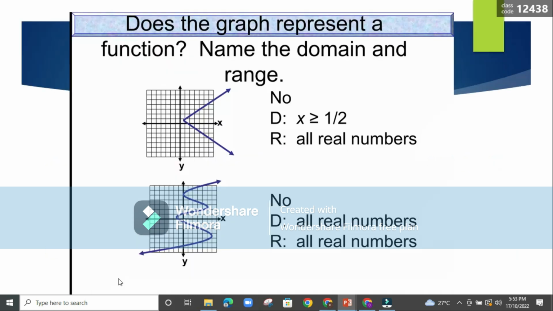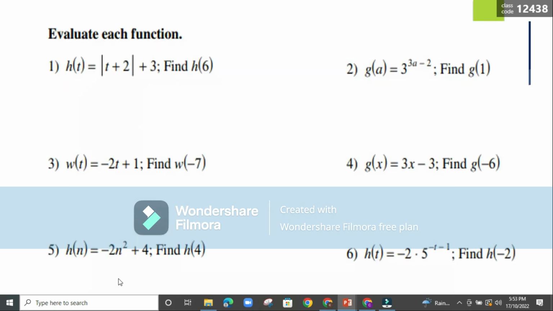Now this time you have to answer this in your activity notebook. This is the second activity. You have to evaluate each function. Number 1, h of t is equal to the absolute value of t plus 2, plus 3. Find h of 6. By the way, absolute value means you are going to disregard the sign. Number 2, g of a is equal to 3 times the quantity to the power of 3a minus 2. Find g of 1. Number 3, w of t is equal to negative 2t plus 1. Find w of negative 7.